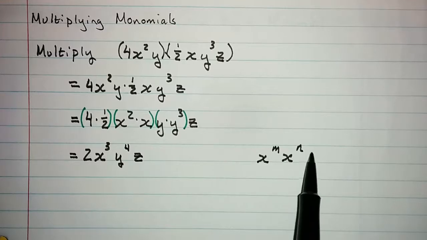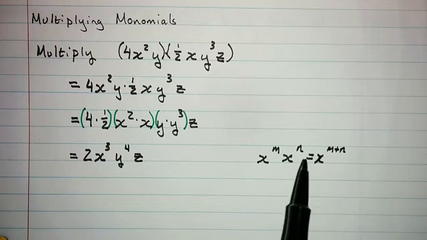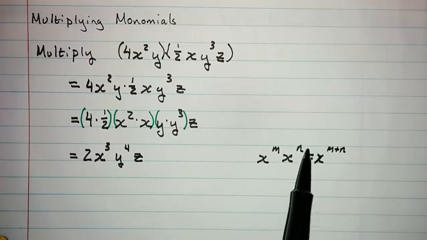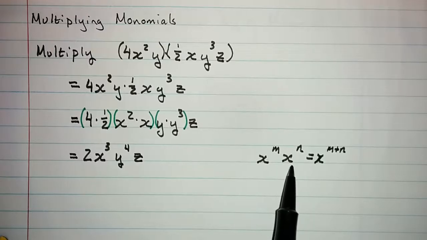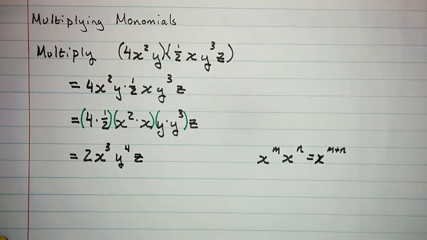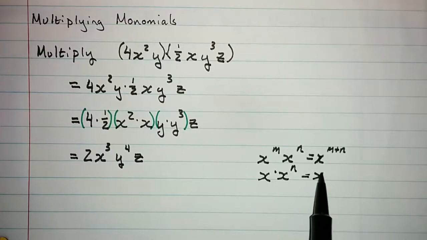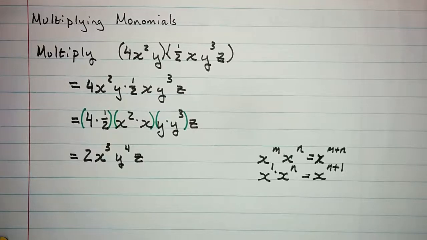It might be helpful to us to remember some of the rules for exponents, namely that when we multiply together 2 powers of the same thing, we add the exponents. Right? Here I have m copies of the variable x. Here I have n copies of the variable x. I put them next to each other. How many do I have? I have m plus n of them. Of course, it's also helpful to remember that if one of the powers is 1, if there's no exponent, it's invisibly 1. I just add the 1 to the other exponent.